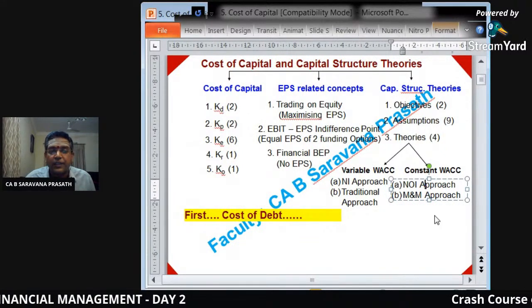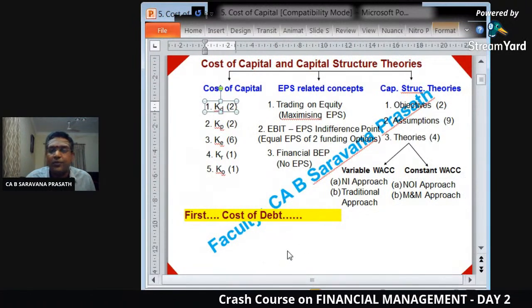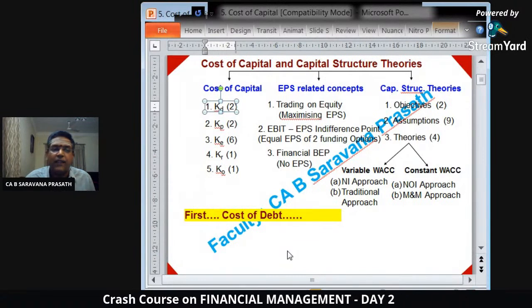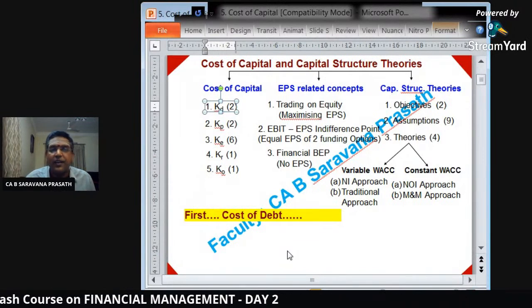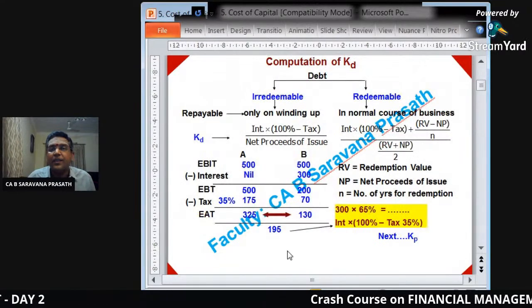This is the overall structure of the topic that we are going to discuss now. We will now turn our attention to the concept called cost of debt. How to compute the cost of debt. We will have two formula in this regard. We will take that slide and proceed forward. How to calculate the cost of debt.